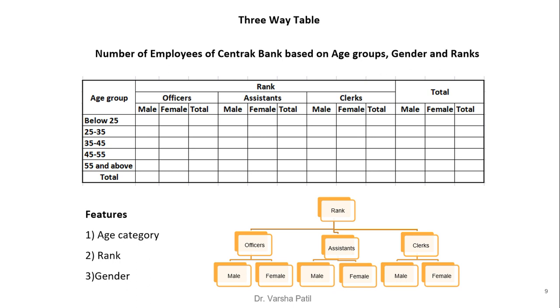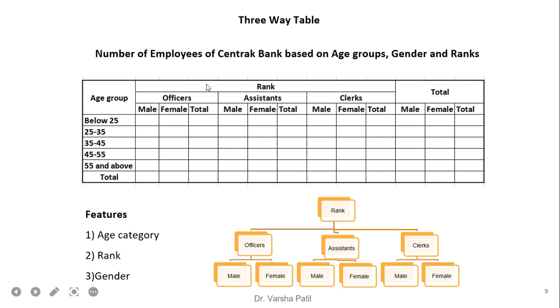Here we require to classify the number of employees of central banks based on age groups, gender and ranks. Here we can see that the age group is one feature, that is the age category. Second is the rank. The rank may be officer, assistant and clerk, and the third feature is gender. So we require to make this classification.